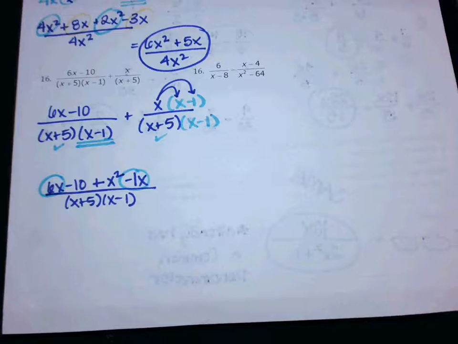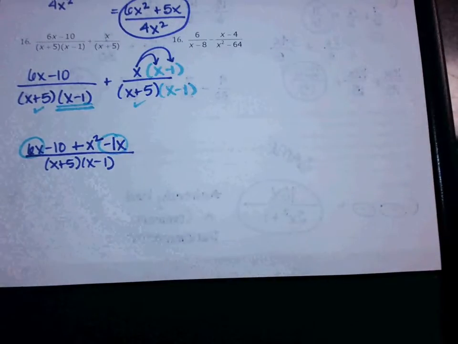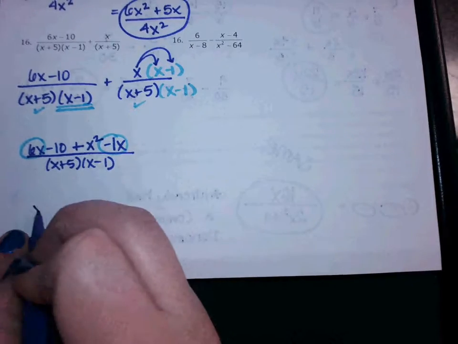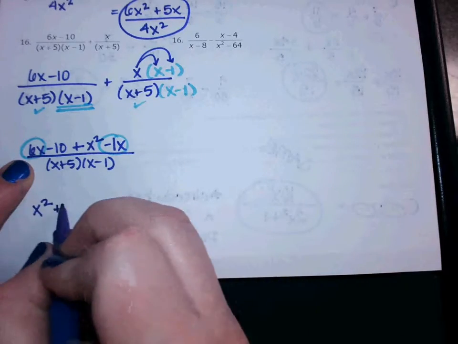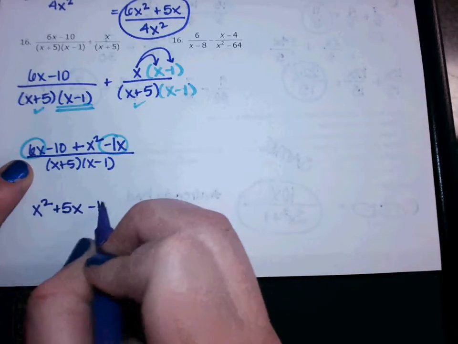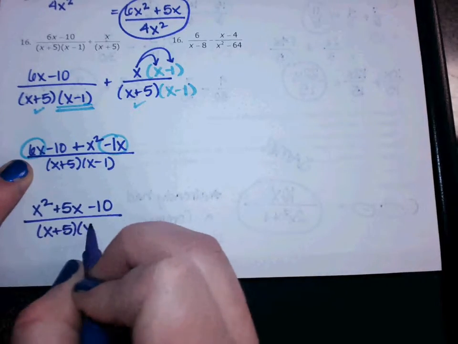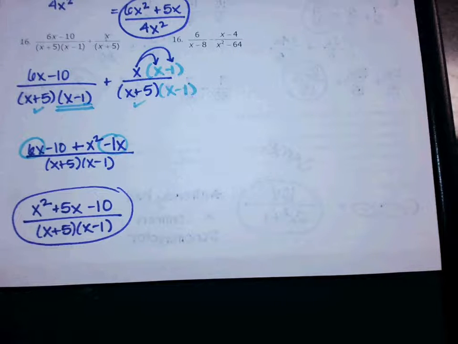And what is 6x minus 1x? 5x. Now, one other thing that I'm going to do here, and this isn't wrong if you don't do it, okay, but I'm going to put them in order. So I'm going to let the x squared come first. Then 6 minus 1 is going to give me 5x and then minus 10. And that would be your answer. Okay, but you do not have to put those terms in order. That's just how you'd see it on like SAT, ACT, that kind of stuff. Okay?